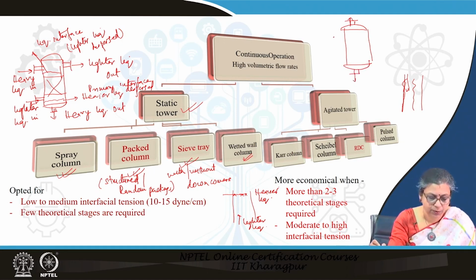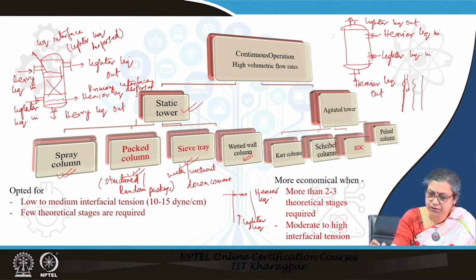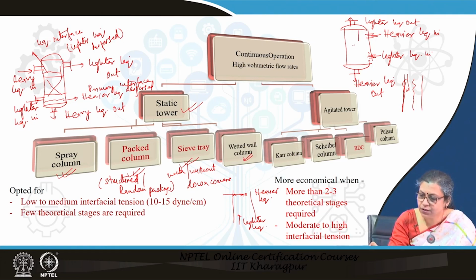In this particular case, if I draw a sieve tray here, the heavier liquid, suppose it is being introduced through here, this is the heavier liquid in, this is the heavier liquid out, and we have the lighter liquid in, and here we have the lighter liquid out. So, therefore, in this particular case we have a separator here. So, naturally we have trays like this.